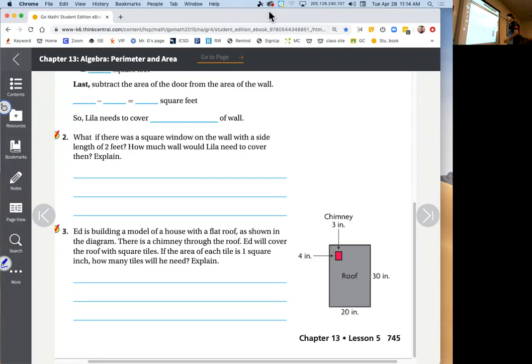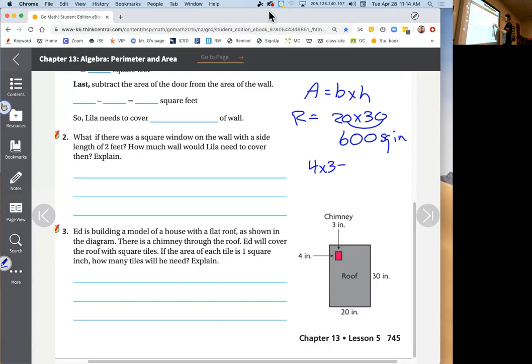All right, let's go through this really quick. So we need the area of the roof. Remember, area is base times height. So the roof is going to be 20 times 30. Remember, it's super easy. 2 times 3 is what? 6. How many zeros? So 600 square inches. So now let's do the little chimney. The chimney is base times height, which is 4 times 3, which equals 12. So now what do we got to do?